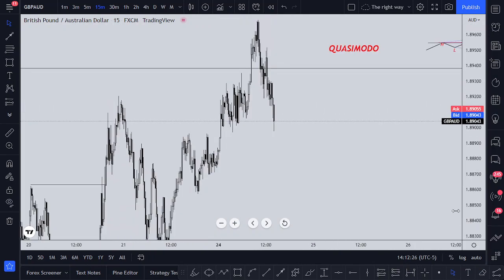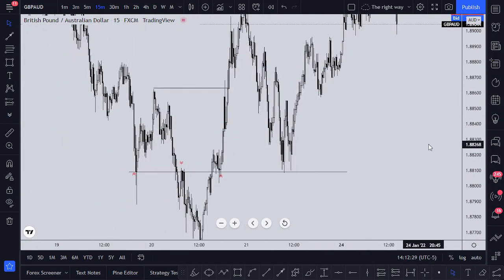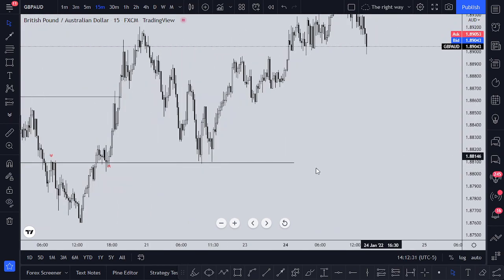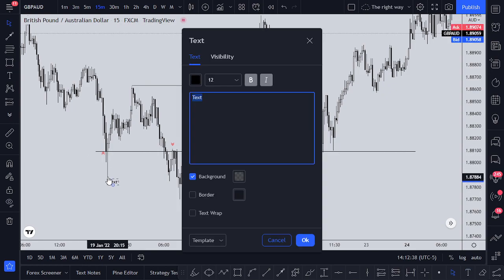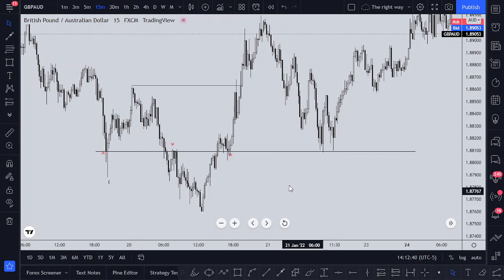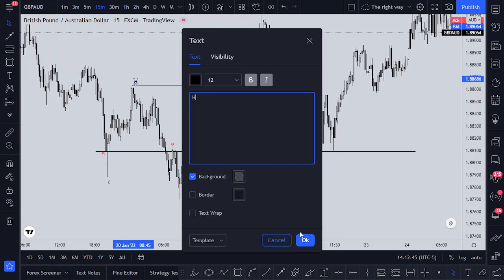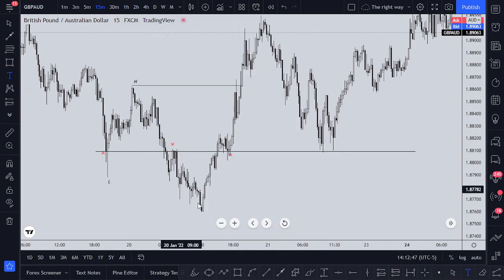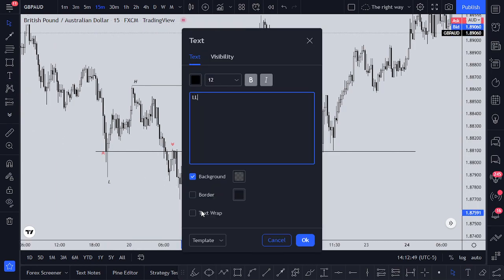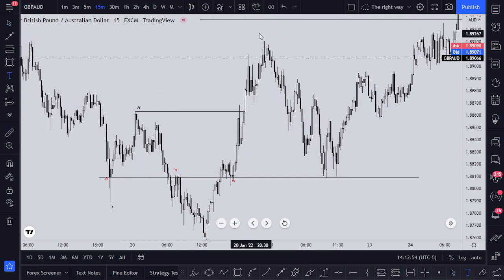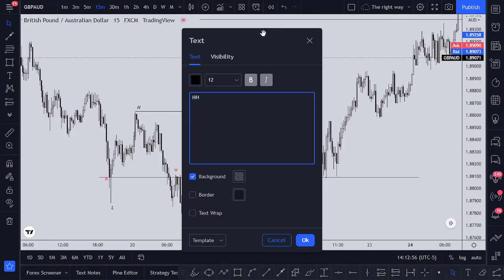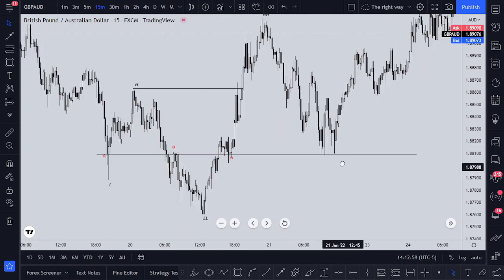Now, consider this example. This was GBP AUD. This is the low. This is the high. This is the lower low. Then the market broke this high, giving us a higher high, to confirm that the bulls are dominant.